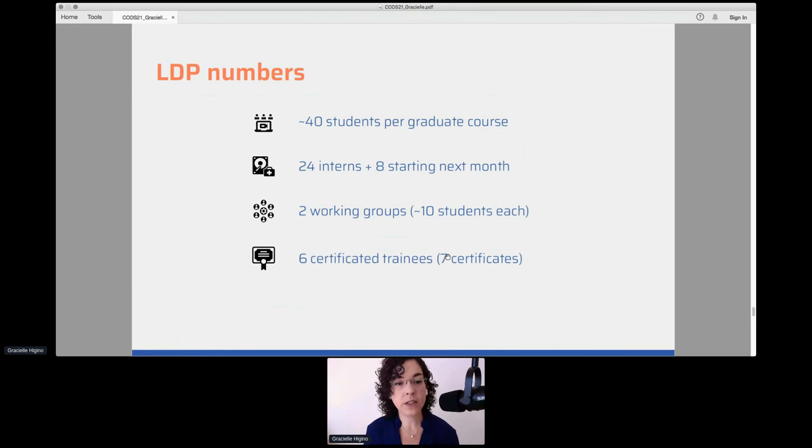So a few numbers. Until now, we have about 40 students per graduate course. So we have 4 graduate courses, and we did it 2 times. So a lot of students went through our graduate courses already. We had until now 24 interns, but we are starting 8 internships next month. And we had 2 working groups with about 10 students each. And we are having another one until March, I think. And we have certified 6 trainees until now. And one of them got the 2 certificates, so we have 7 certificates.